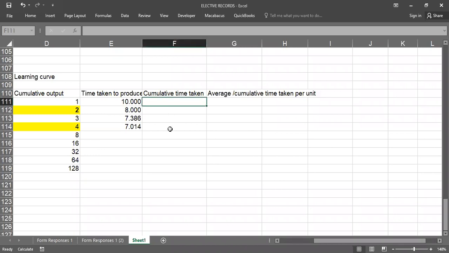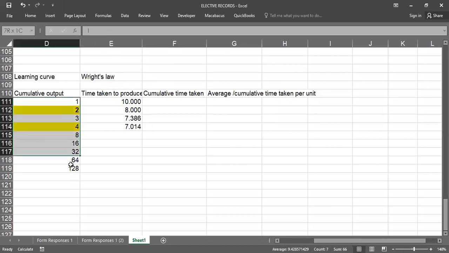Okay, guys, welcome back. So we're still talking about the learning curve and how we go about it. What's the rule of thumb, for example? How does it play here, and how does it make sense? Okay, and we're saying that the rule emphasizes the fact that the cumulative output must be doubling.